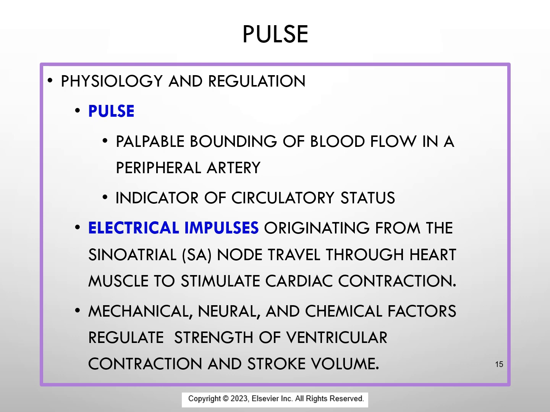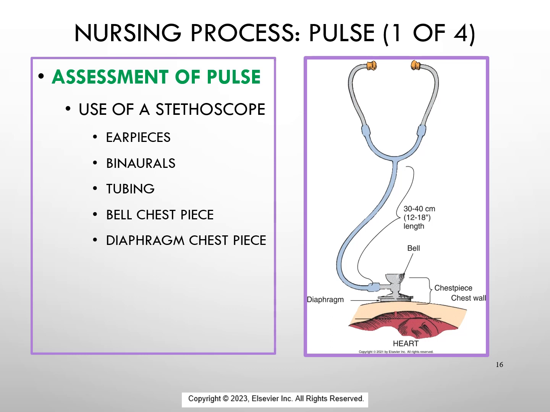Pulse. When we check pulse peripherally, you want to check both sides at the same time. Like if you want to do the radial artery, you want to check both at the same time, because part of this is to compare one arm to the other. You want to see how the pulses are. You can feel the blood flow in the artery. You can feel the palpable bounding. It originates from the SA node in the heart. You can use a stethoscope.